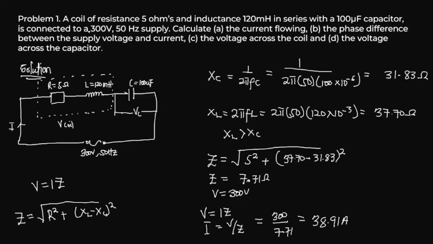So to find the phase angle, tan theta is equal to, now if we go back, we established the fact that in this case our XL is greater than our XC. So this is going to be our XL first. We're going to have our XL at the top minus XC divided by our resistance. This is how we're going to write our phase angle formula.